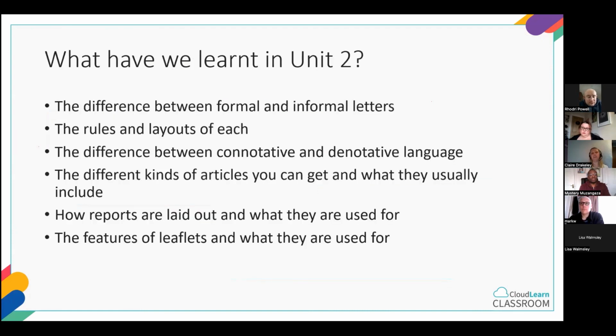So what have we learned here in Unit 2? We've learnt the differences between formal and informal letters, the rules and layouts of each, the difference between connotative and denotative language, the different kinds of articles you can get and what they usually include, how reports are laid out and what they are used for, and the features of leaflets and what they are used for.